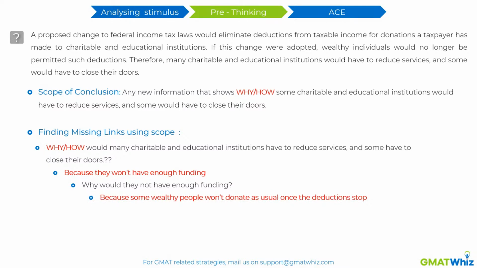Probably because the wealthy people that we're talking about won't donate as usual once the deductions are taken away. Both these pieces of information have not been mentioned to us. And why would wealthy people not donate as usual? Probably they were donating only to get the benefit of the deductions. Now that the deductions will no longer be permitted, maybe they will stop donating. So if you really see, all these three are valid assumptions, right? The assumption is these charitable and educational institutions would definitely have reduced funding. Why would they have definitely reduced funding? The wealthy people won't be donating as much as they were doing, and that is probably because they were only donating for the benefit of the deductions.